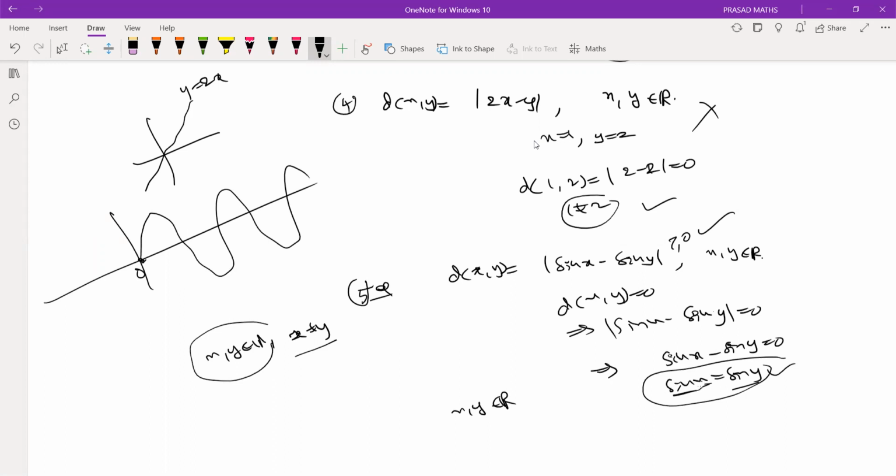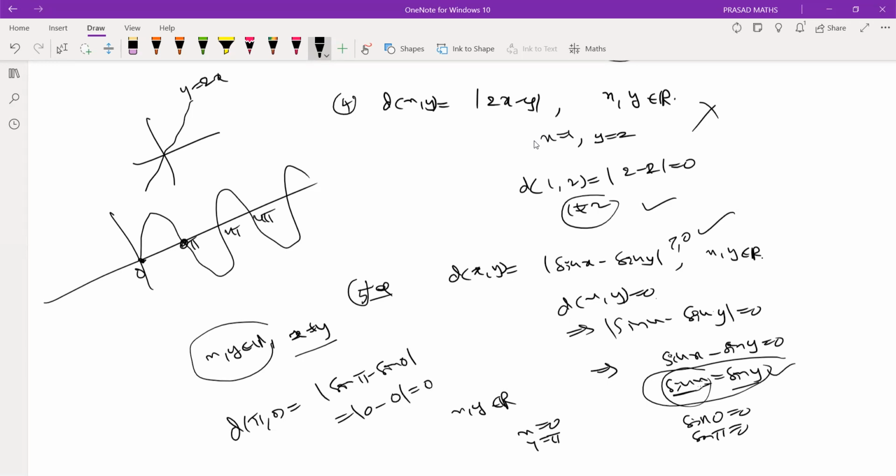Suppose x equals 0, x equals pi, x equals 2 pi, x equals 4 pi. I need at least 2 points, so x equals 0 and y equals pi is enough. Sin 0 is 0, sin pi is 0. Therefore the distance between pi and 0 is sin pi minus sin 0, which is 0. But pi is not equal to 0.